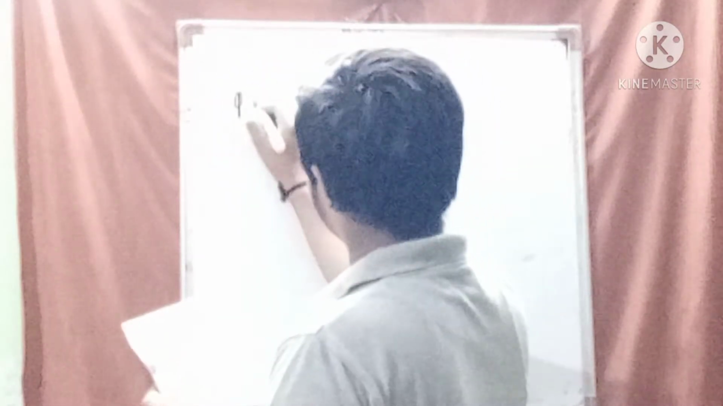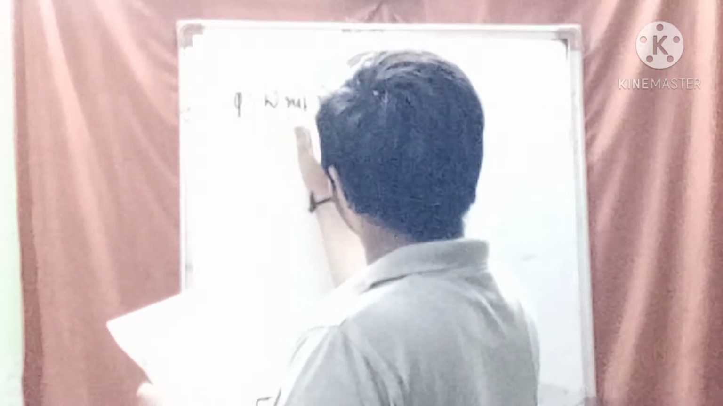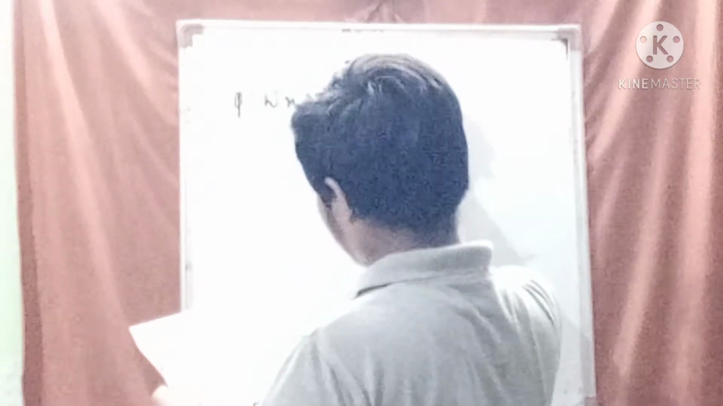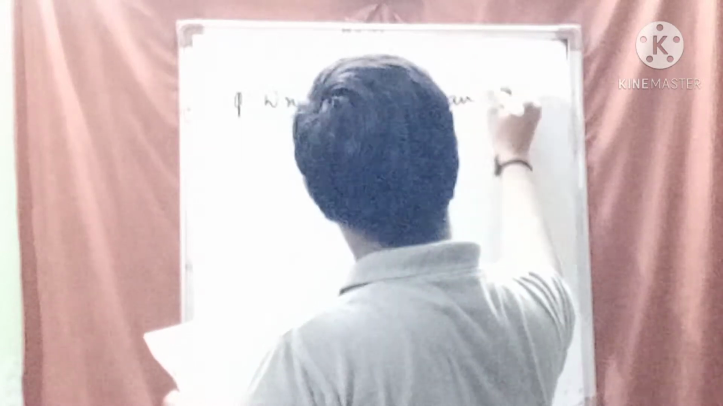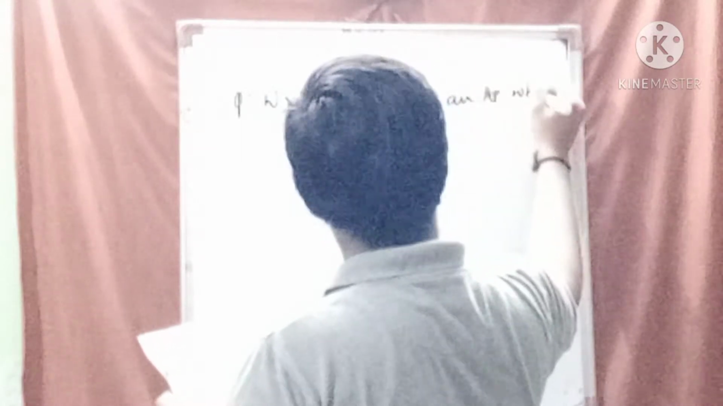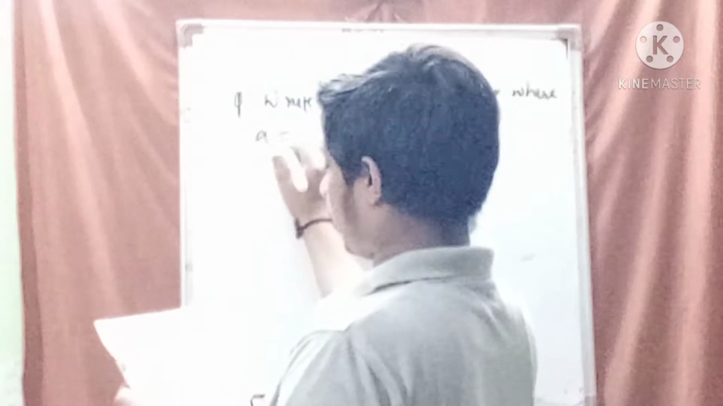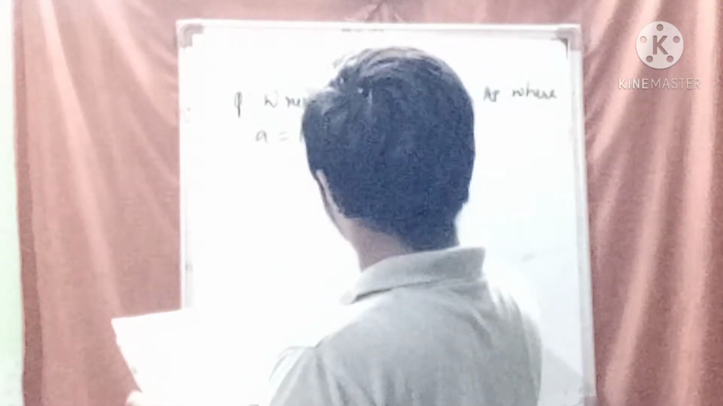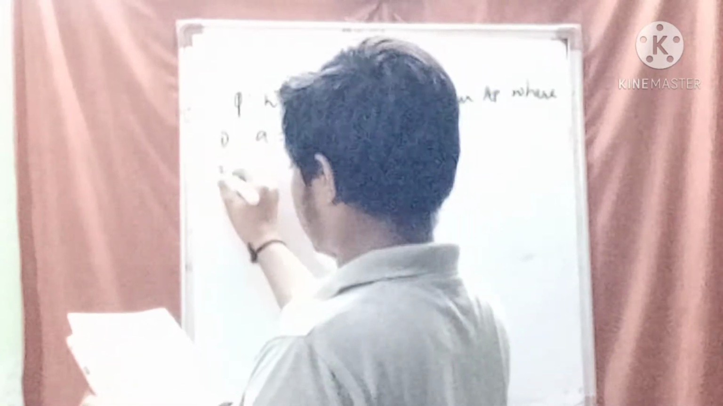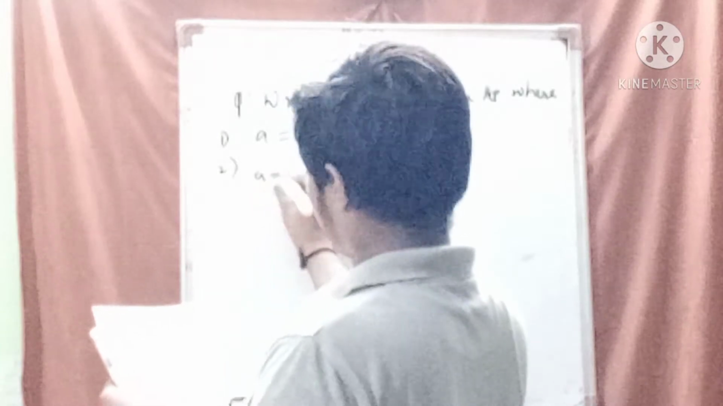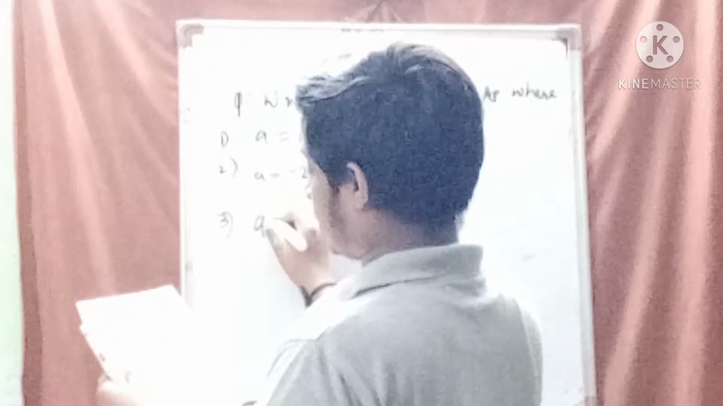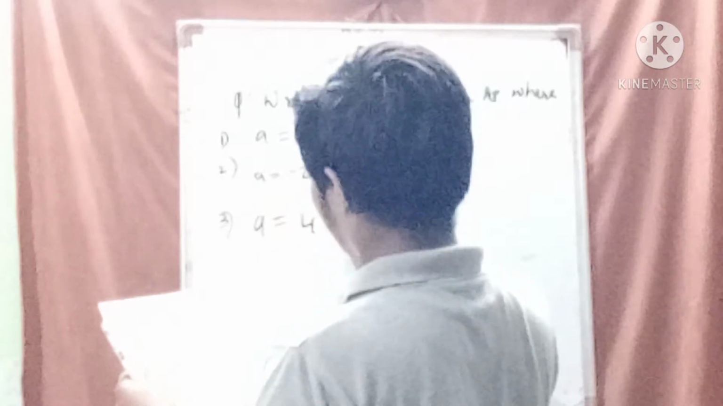Okay, let's start. The first question is: write 4 terms of an AP where A is equal to 10 and D is equal to 10. Second question: A is equal to minus 2, D is equal to 0. And third, A is equal to 4 and D is equal to minus 3.